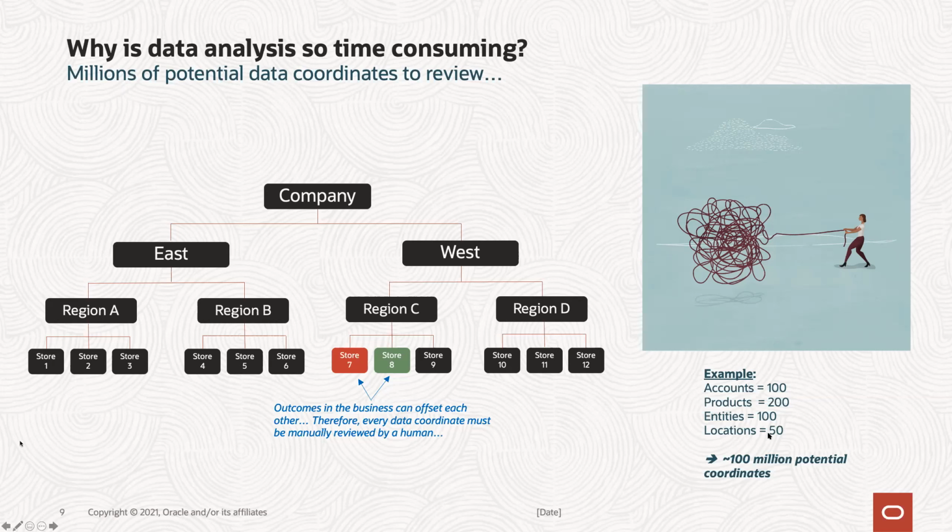And then the example on the right-hand side just shows a numeric example, just to kind of drive home the point of how much data human eyes need to look at. If you have a very basic system like 100 accounts, 200 products, 100 entities, 50 locations, that's 100 million potential coordinates. Now, clearly there's data sparsity, so most organizations won't have 100% sparse or 100% dense data, but still there's millions of coordinates to look at. And if that can be sped up, that's a huge benefit to the organization.